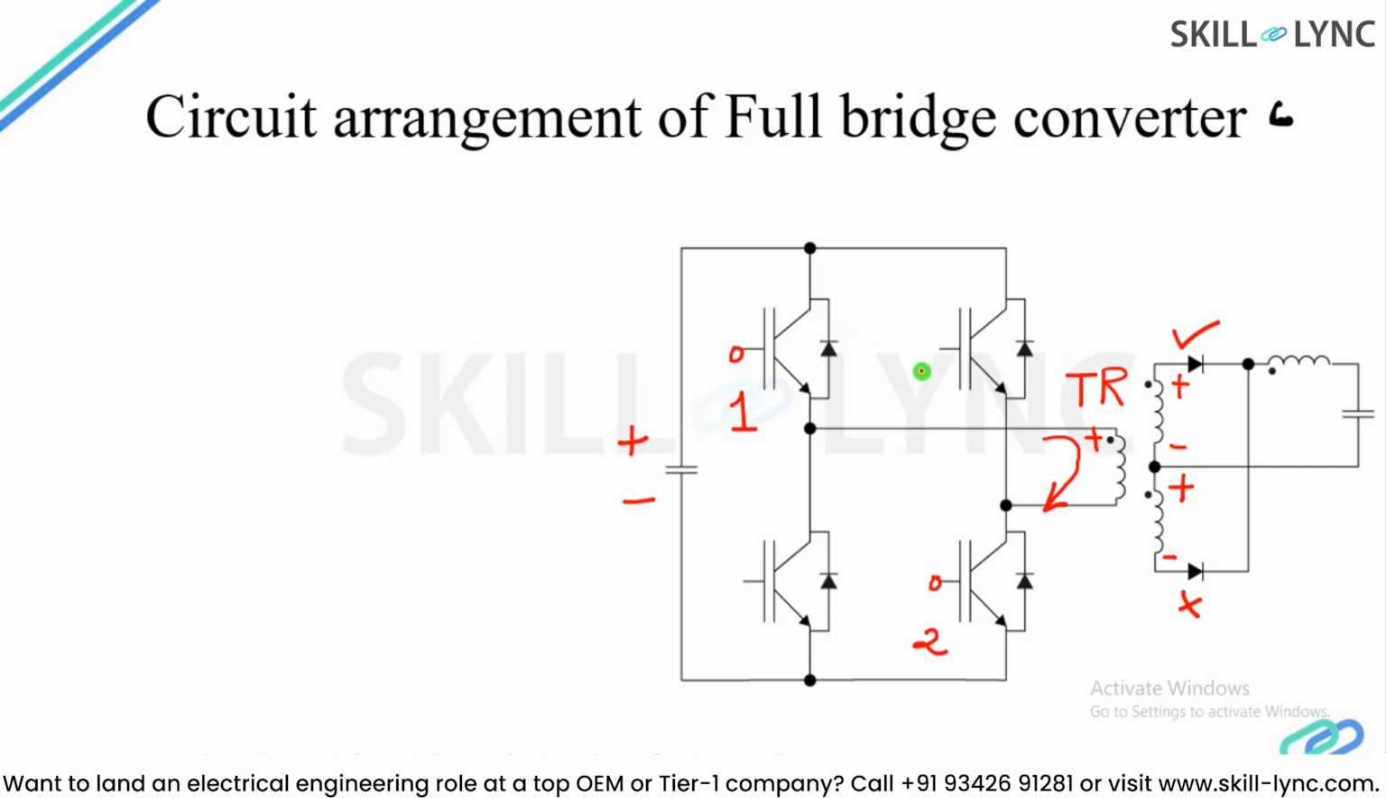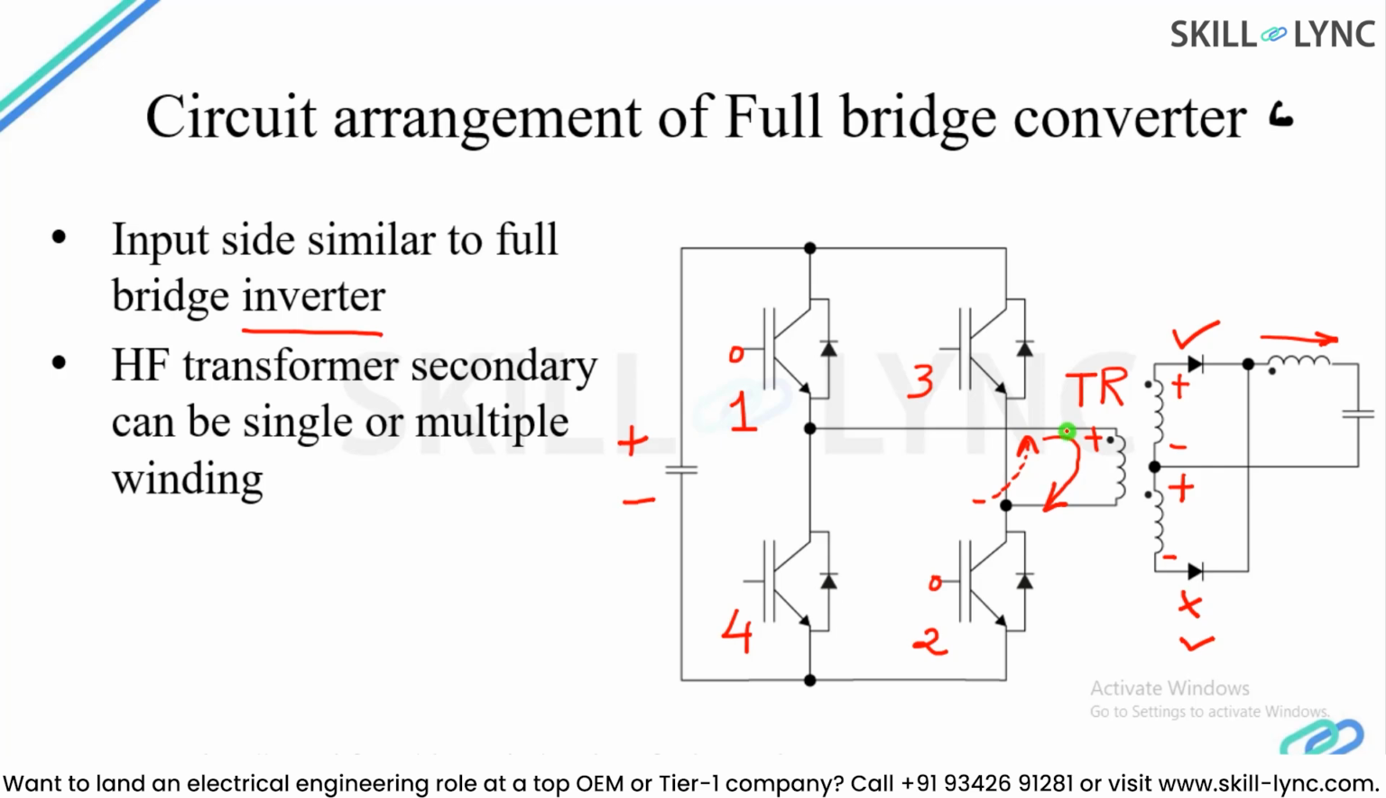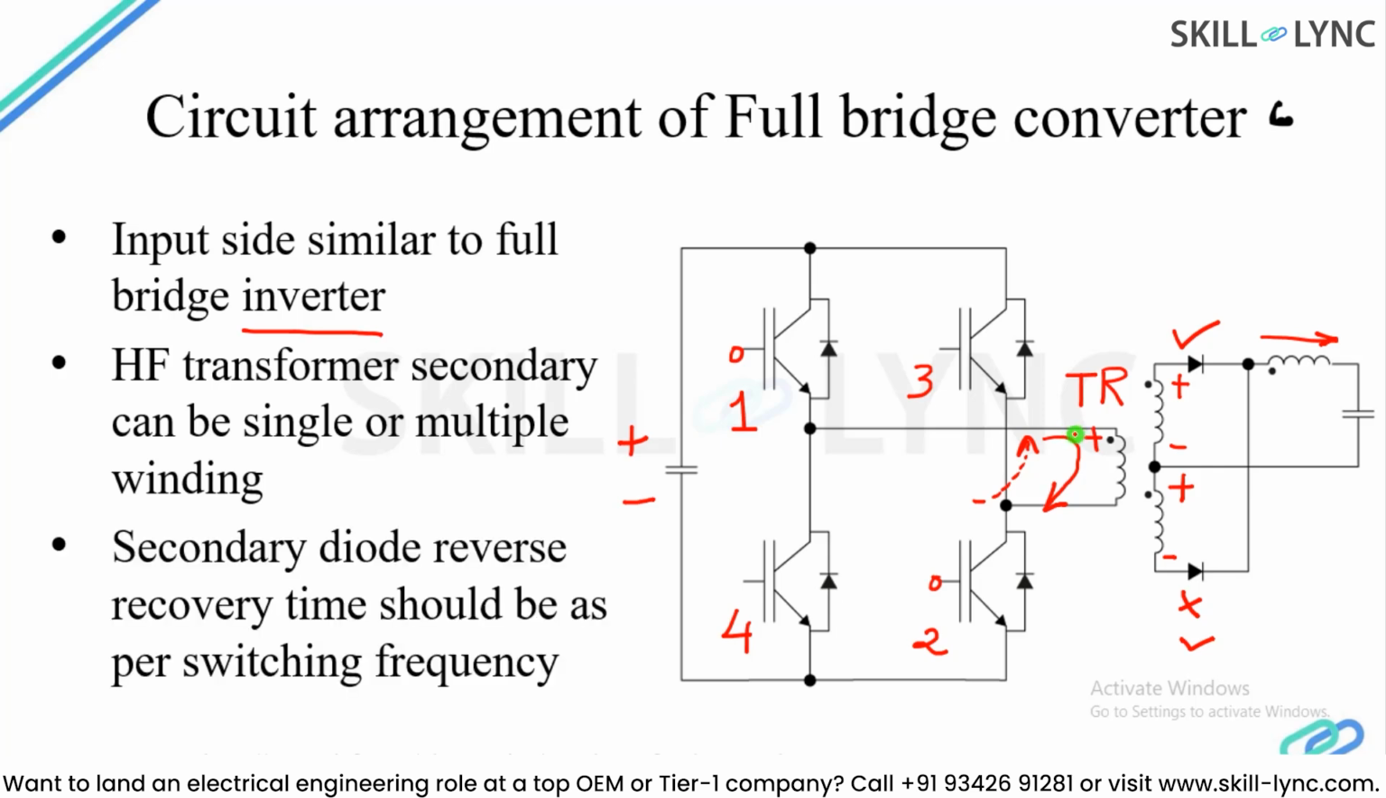Now what will happen if we turn on switch number 3 and 4 and turn off 1 and 2? When you turn on 3 and 4, the direction of the current through the winding is opposite, and now this other diode will be conducting. Again, what kind of voltage will be available in the output? That will be DC. So basically the full bridge converter consists of a full bridge inverter. The input side is a full bridge inverter comprising 4 switches which are turned on as opposite pairs, and this inverter output is given to a transformer, and the transformer secondary is connected to a rectifier. So the rectification is done on the output side of the transformer.